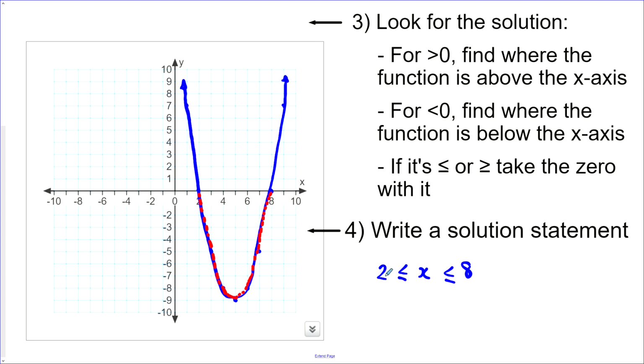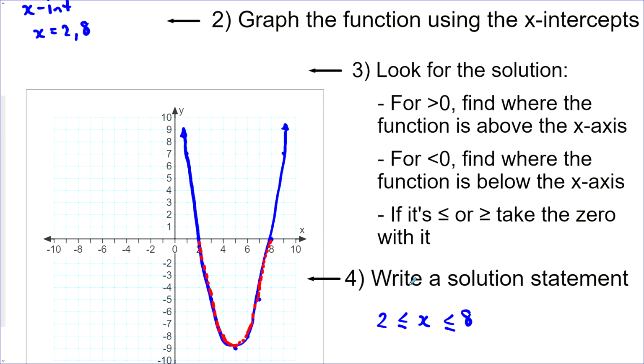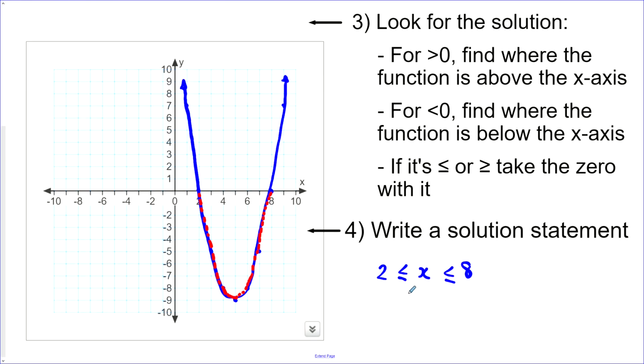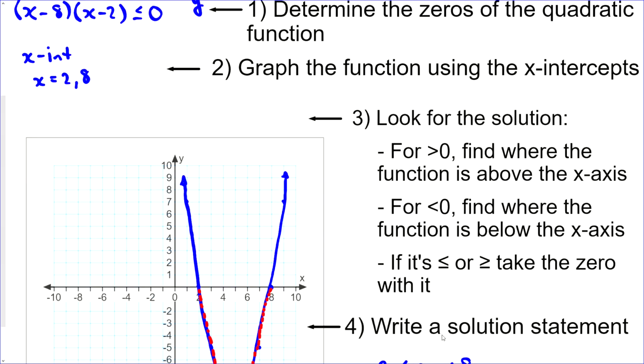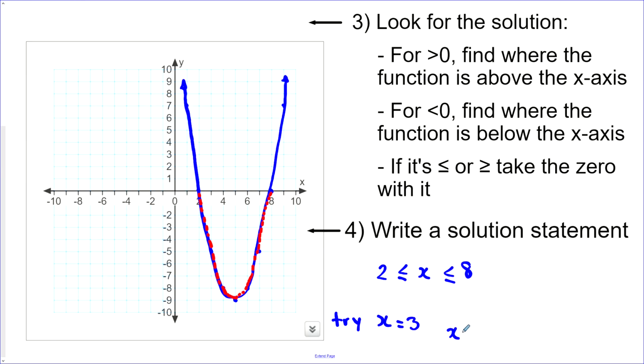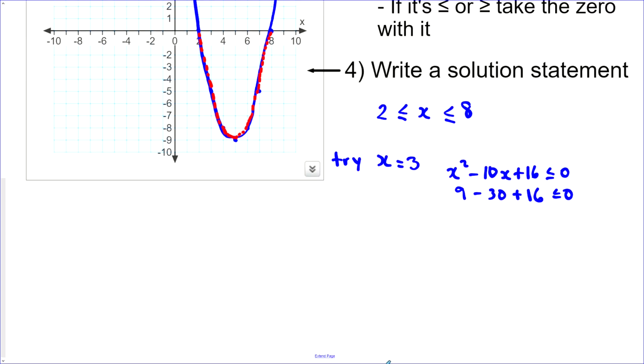Any x value in between 2 and 8 will make the whole parabola less than or equal to 0. Let's give it a try. Say we try 3. Okay, so try x equals 3. X squared minus 10x plus 16 less than or equal to 0. That'll be 9 minus 30 plus 16. And that does indeed work. So negative 14 plus 9 is negative 5, which is less than or equal to 0. Cha-ching.